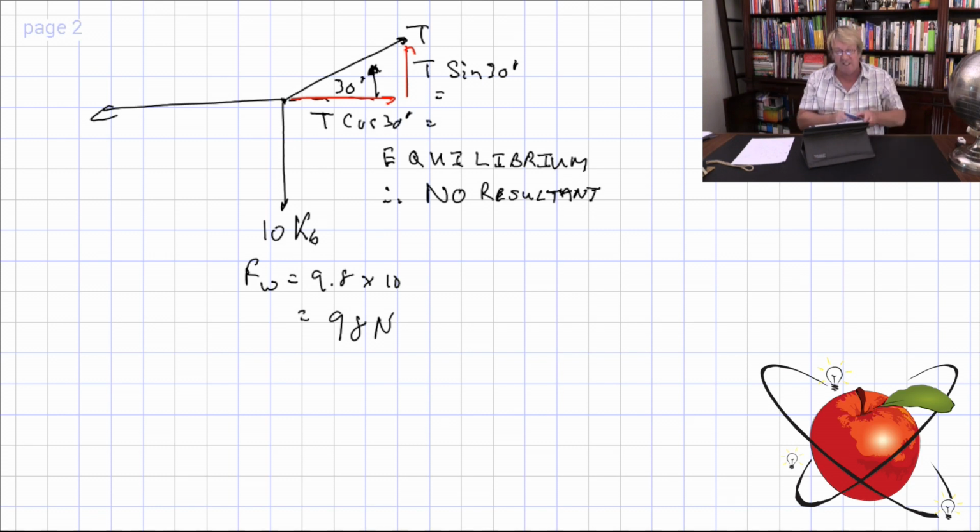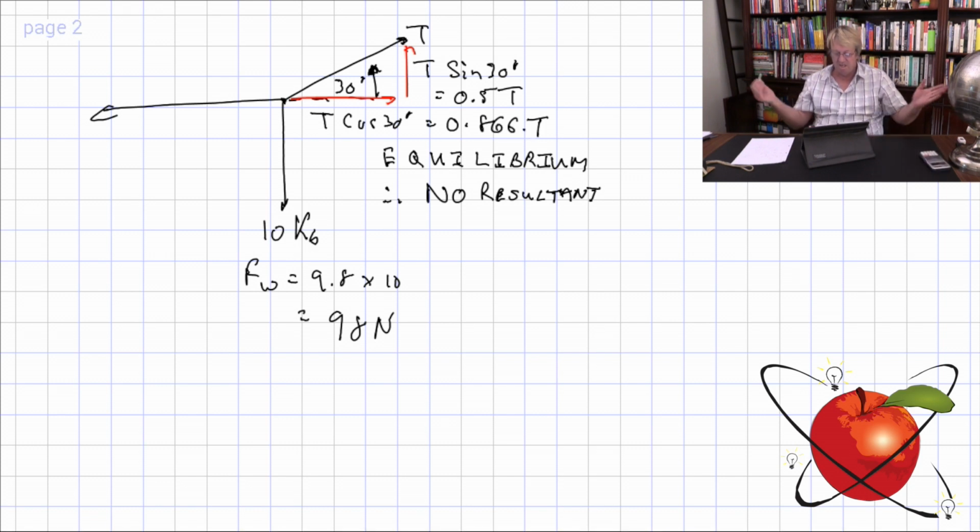Now let's see what is t sine 30. Well, sine of 30 is going to be a half. So this is going to be 0.5 times t. This one is going to be cos 30, which is 0.866 times t.